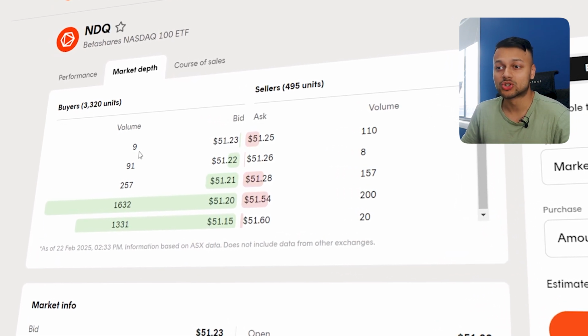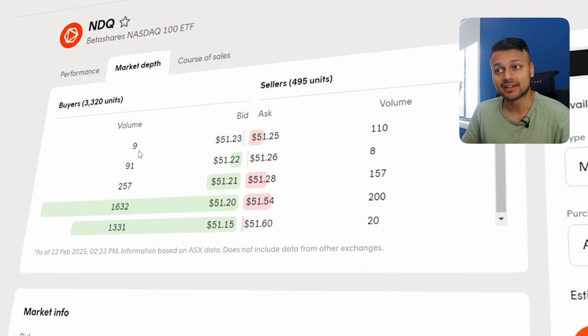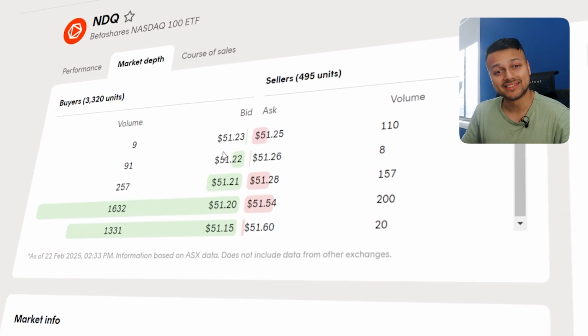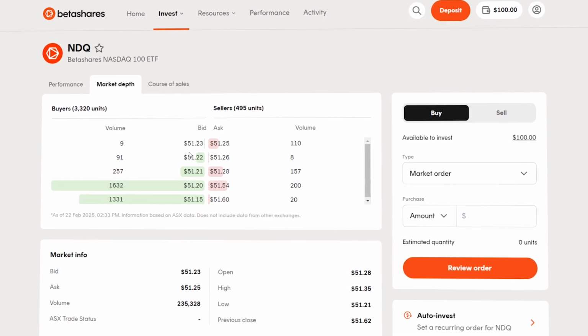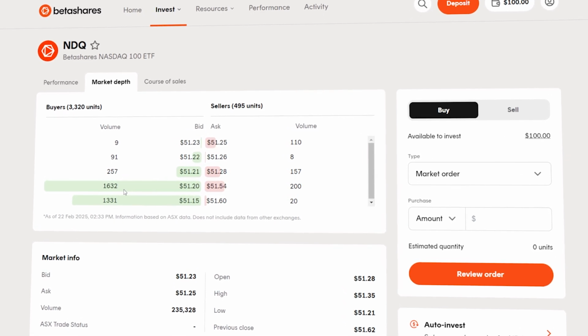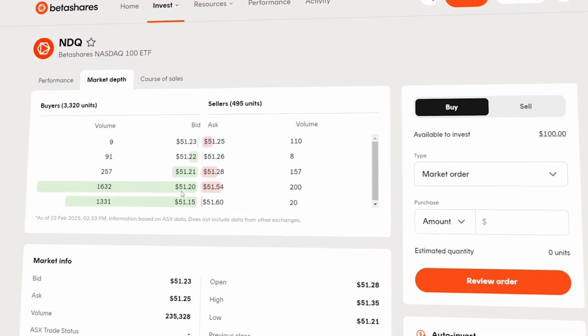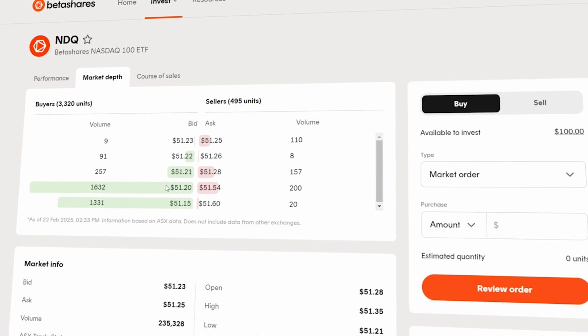We can see that there is quite a lot of volume on the buy side at $51.20. Normally you find that when the prices come to an even number, like if it's a multiple of 5 or 10, there usually seems to be quite a lot of activity on the buy side as well as the sell side. And this is definitely very evident here. We can see 51.20, 1600 units, 51.15, 1300 units compared to the other prices here.